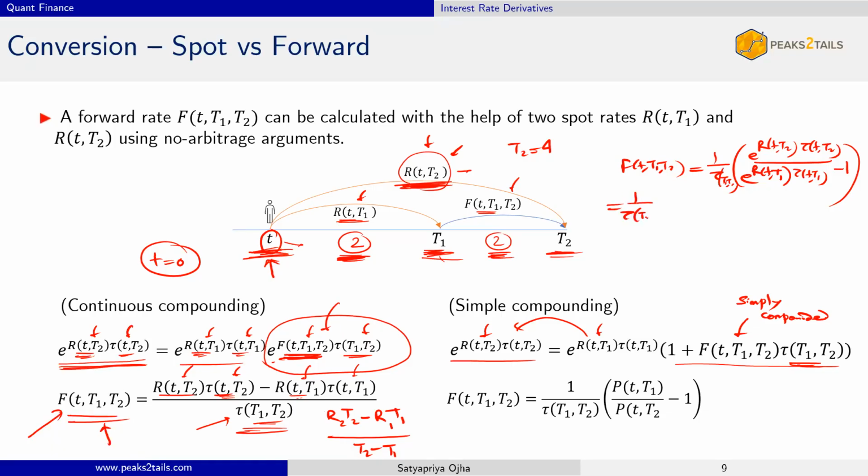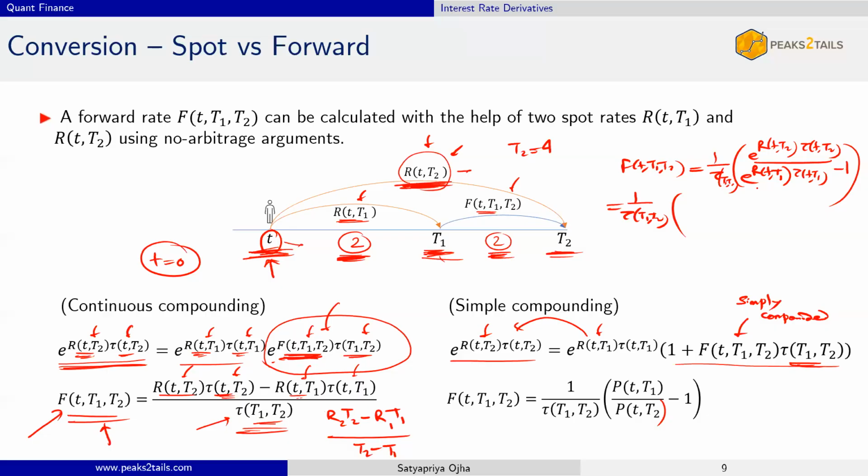1 by tau t1 t2. So here's the thing. Oh, we haven't discussed the bonds yet, right? Okay, we'll park this formula for now.